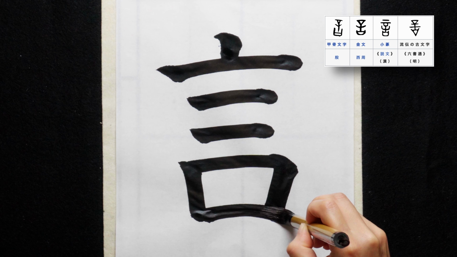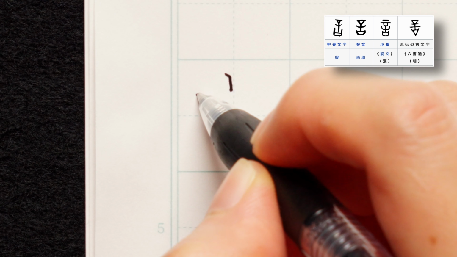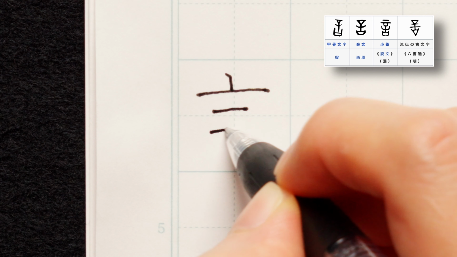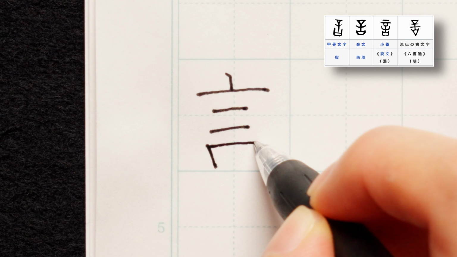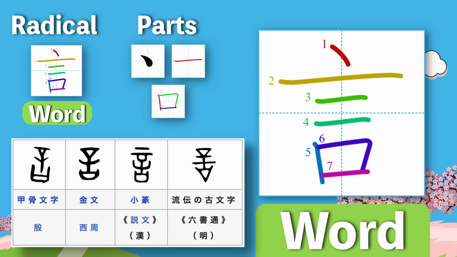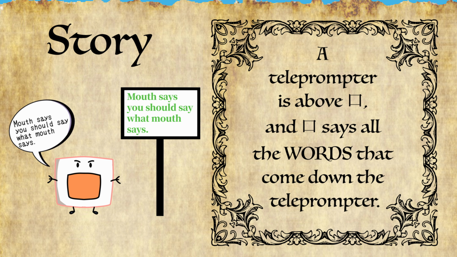Historically, this was the kanji for tongue combined with a single one. We could imagine this as one thing that rolls off the tongue is a word, though this was not explicitly stated as why these were the parts in any of the explanations I read. It eventually evolved into its current form to better differentiate it from the kanji for tongue, which we'll learn in another video. For our story, we're going to go with a teleprompter is above mouth, and mouth says all the words that come down the teleprompter.